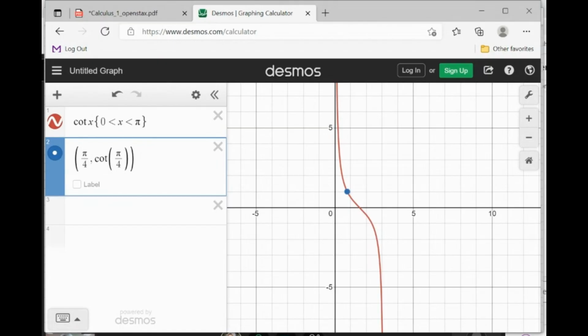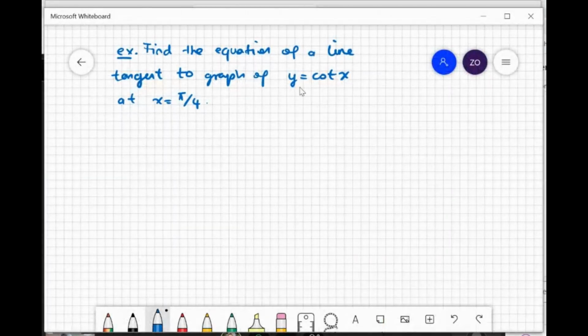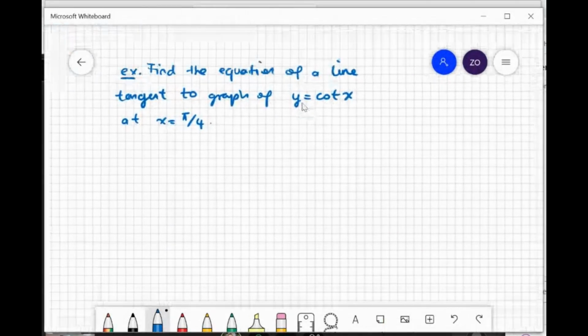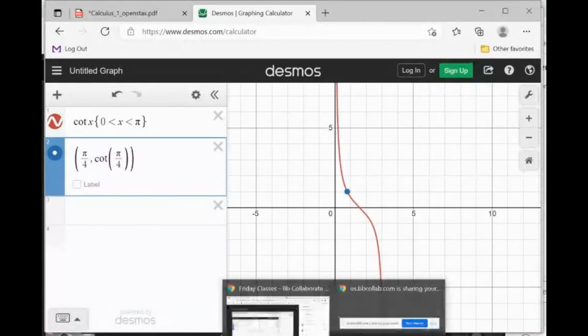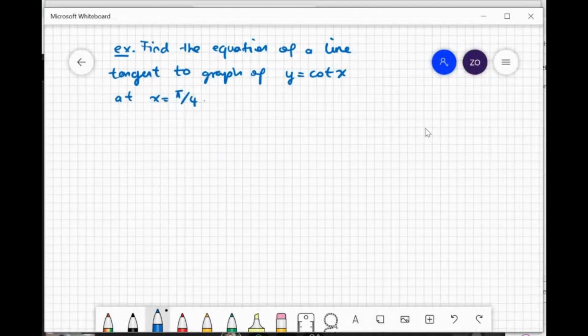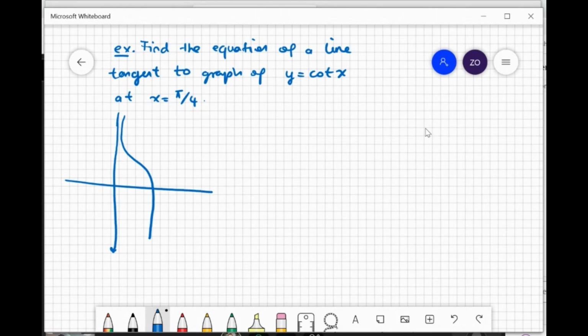Okay, so let's come back to the question. We need to find the equation of a line which is going to be tangent to the graph of this cotangent function when x equals pi over 4. Okay, so you already saw the graph. Let me just copy it here. So the graph of the cotangent function goes like this.